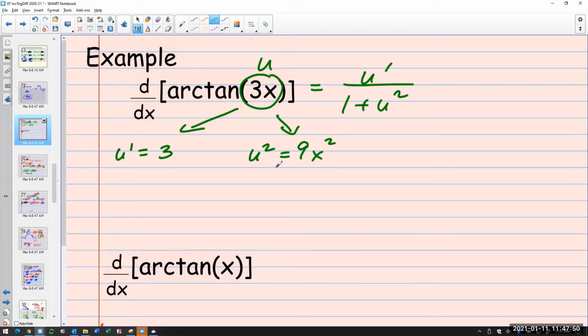I figure out what u squared is. Okay, once I find all of my components, I just plug it right into this formula. Look at this formula. U prime is on the top, so that's just 3 on the top. Then I just copy 1 plus, and then u squared is 9x squared. And bam! I'm done. Do you see how easy it is? Okay, yeah, but do you see the formula is really hard, but plugging in is really easy? Okay, you guys see that? Yes.